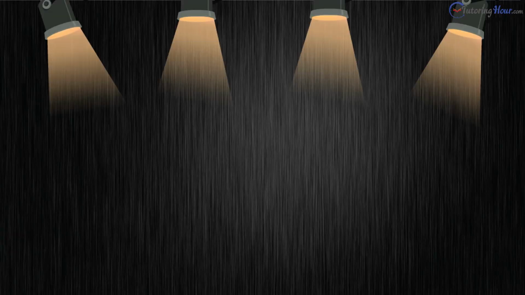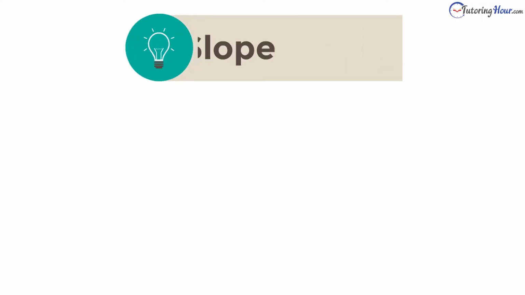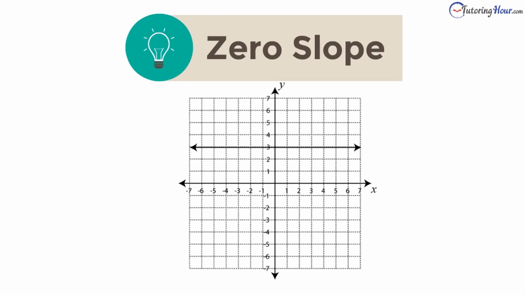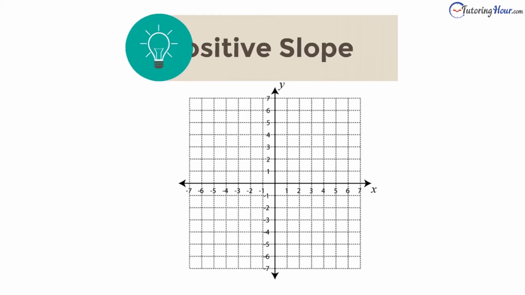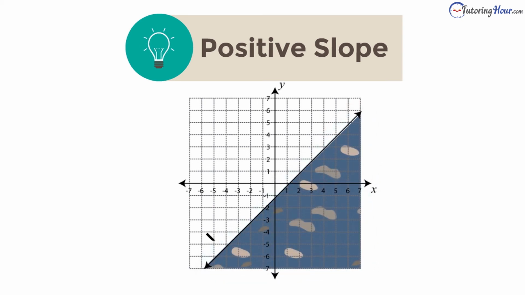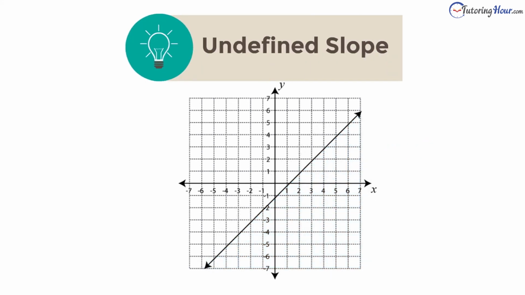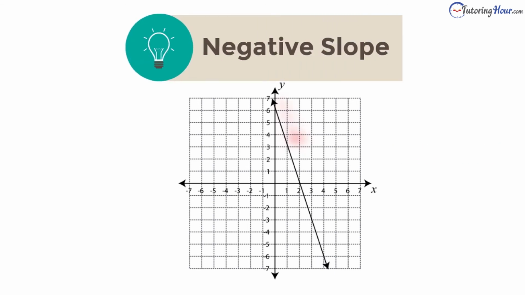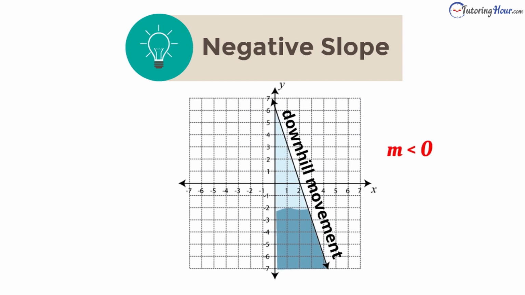Let's take a quick look at the different types of slopes. Starting with the 0 or flat slope indicated by this horizontal line. The line is increasing if it goes up as you move from left to right. It indicates a positive slope with an uphill movement. The measure of the slope m is greater than 0, and when the line goes vertically up or down, the slope is undefined. A line is decreasing if it goes down as you move from left to right. It indicates a negative slope with a downhill movement. The value of m is less than 0.